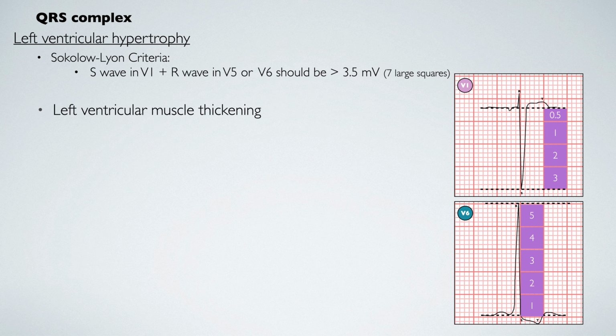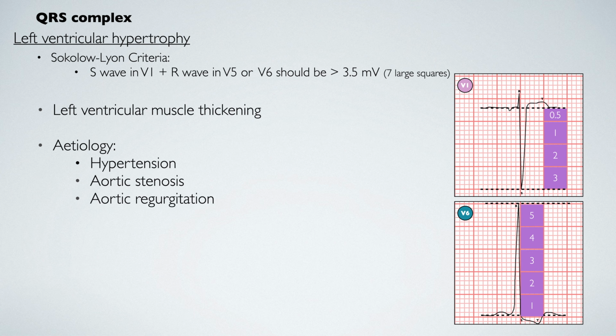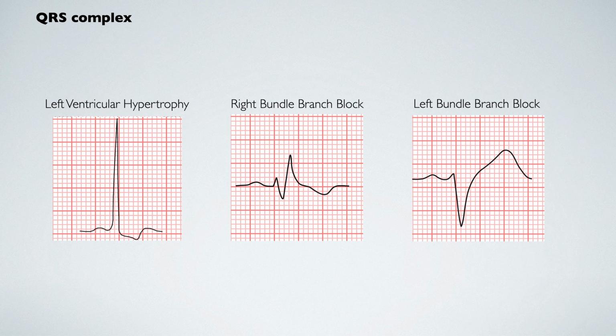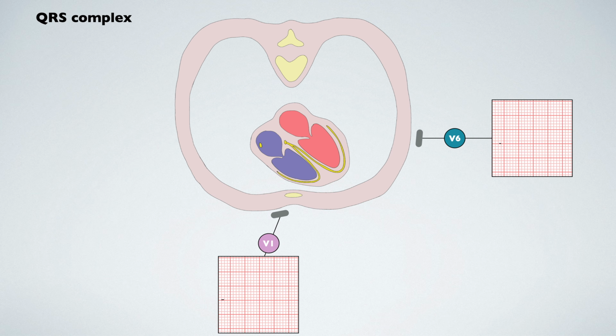Left ventricular hypertrophy is abnormal thickening of the ventricular muscle, and causes for this include hypertension, aortic stenosis, aortic regurgitation, cardiomyopathy, and coarctation of the aorta. Now let's shift our attention to right bundle branch block.